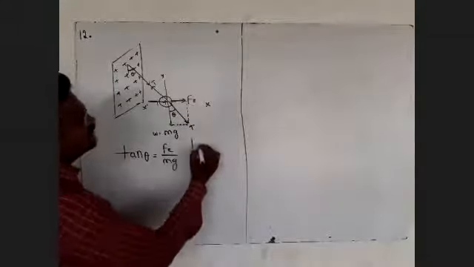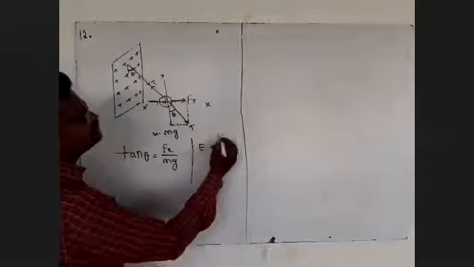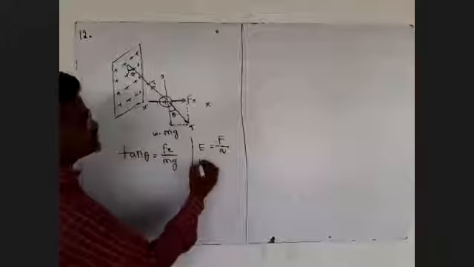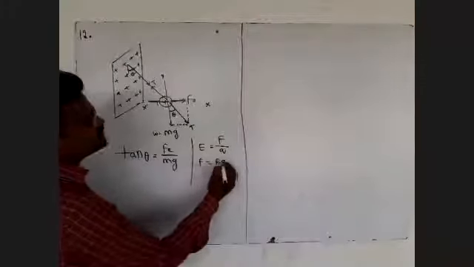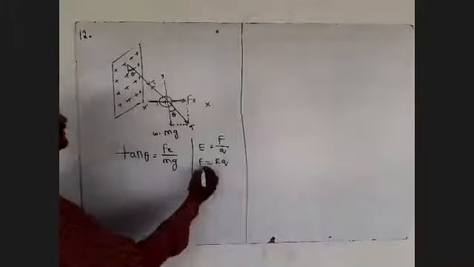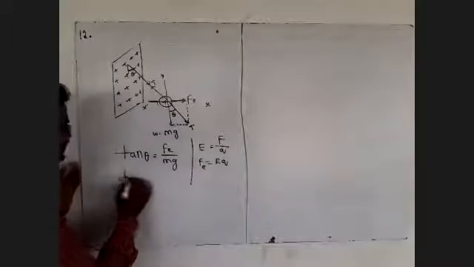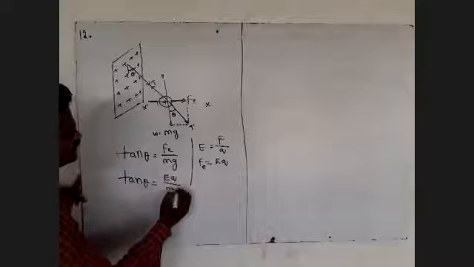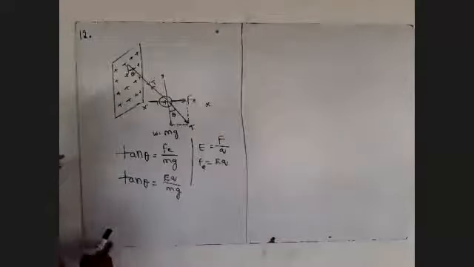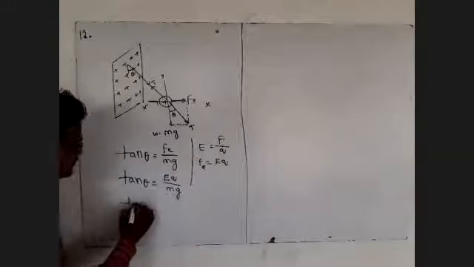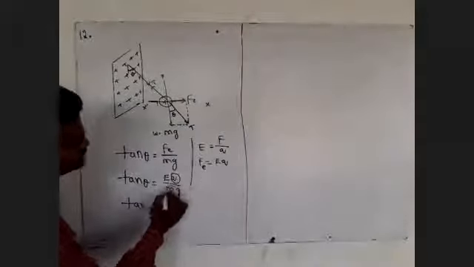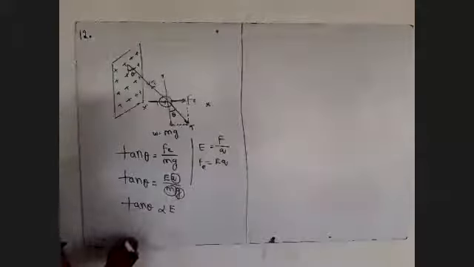We know very well the intensity of electric field is equal to force by charge. What type of charge? Positive charge. So F is equal to EQ, where Fe means electrostatic force. So tan theta is equal to Fe by mc, that is EQ by mc. Tan theta is directly proportional to E, as Q, m, and d are constant.